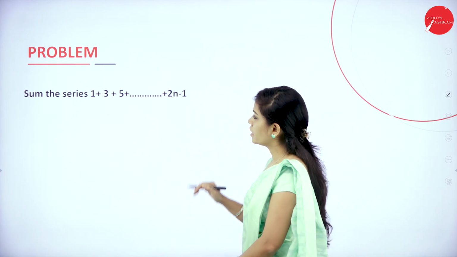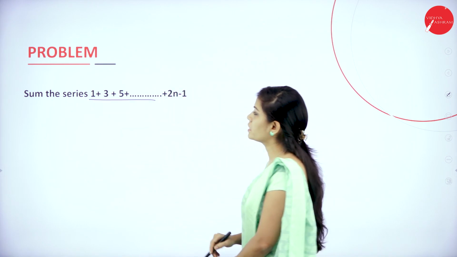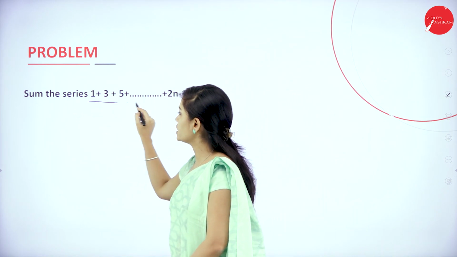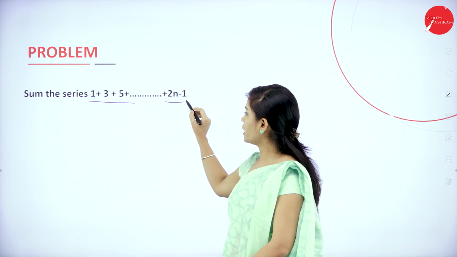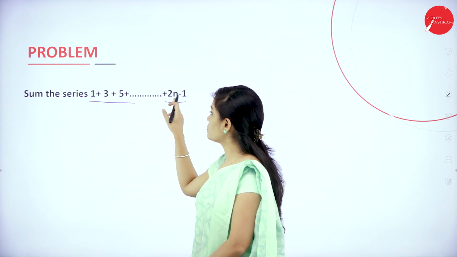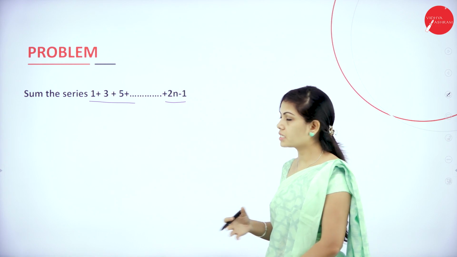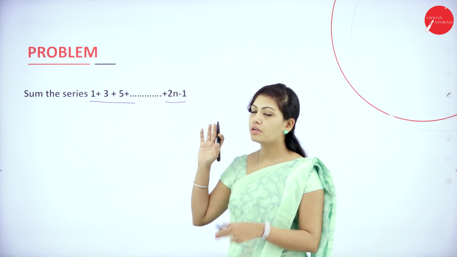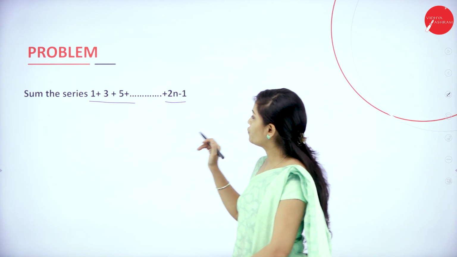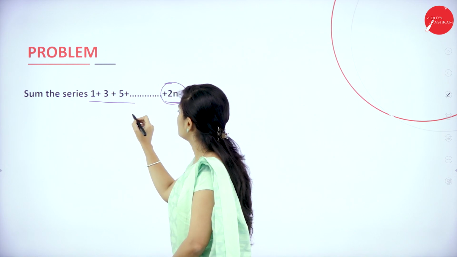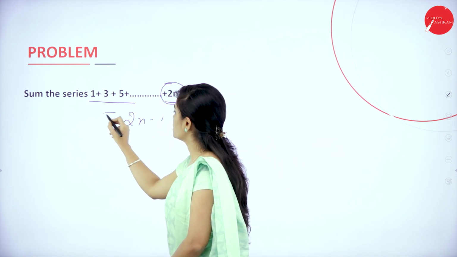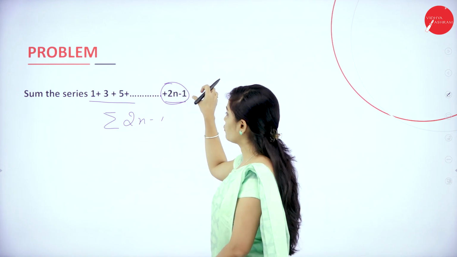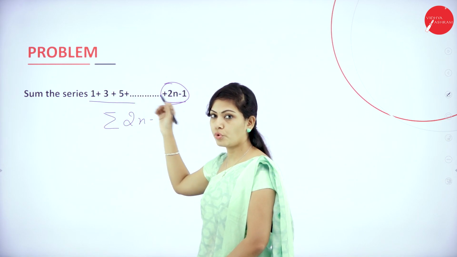So first problem, sum the series 1 plus 3 plus 5 plus up to 2n minus 1. Here we have odd numbers up to 2n minus 1. So already we have discussed this problem in mathematical induction also, right? So here we are applying the summations method. So first I will consider the value 2n minus 1 with the summation sigma 2n minus 1. Here they have not mentioned any upper limit value and lower limit value, right?